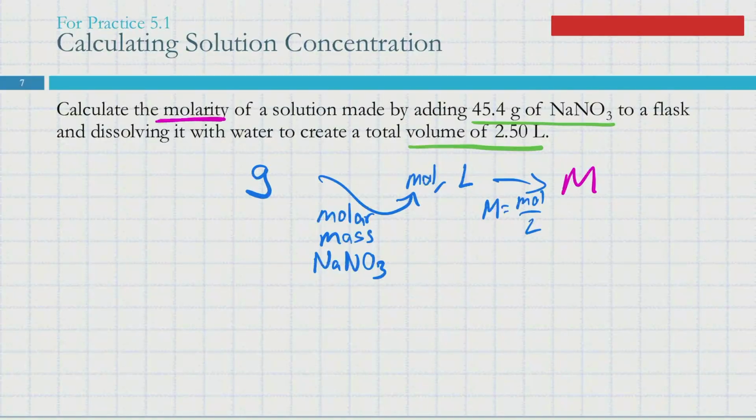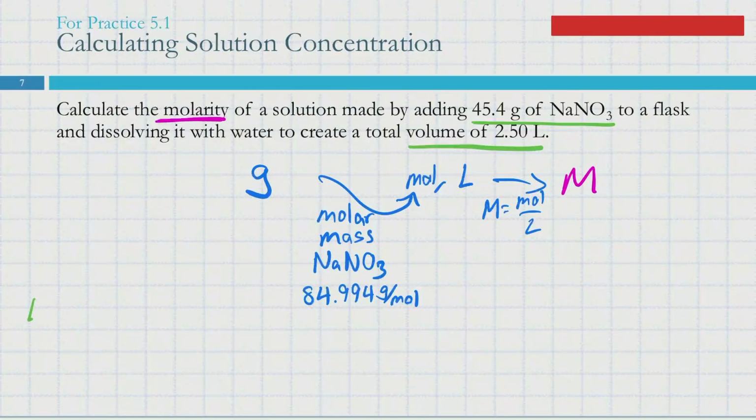Okay, so 1 sodium, 22.99, 1 nitrogen, 14.007, and 3 oxygens at 15.999 apiece. We've got 84.994 grams per mole.